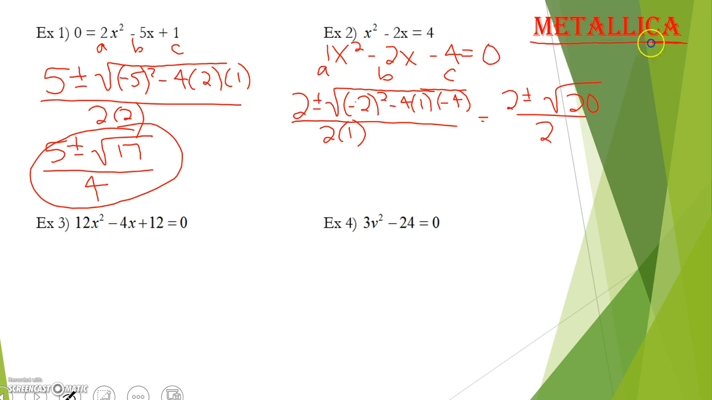If you notice up here, the word this week is Metallica. So in your quiz tomorrow, you're going to have to write Metallica, pick it as one of your options. So I would write it down in your notebook right now.